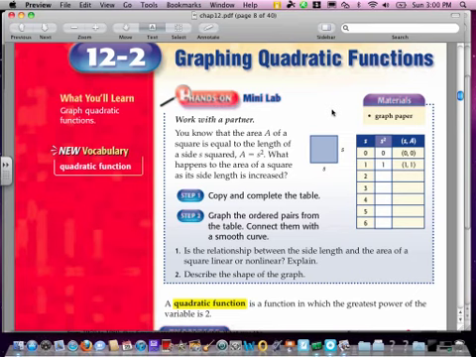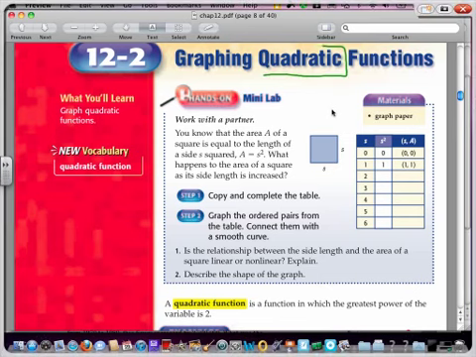Section 12.2 is on graphing quadratic functions. So we're going to talk about quadratic functions. Pretty cool name, sounds exciting. Probably something you should get in your notes, put that vocabulary word in there.